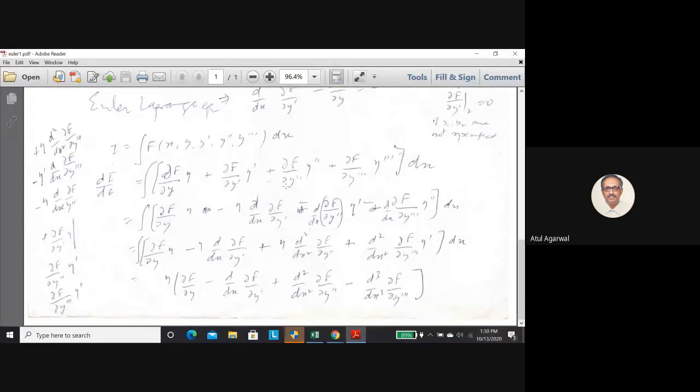So this is the term that is coming. If you integrate it, eta del f by del y prime, and here you put the limits. And the second term is minus eta d/dx of del f by del y prime. Similarly, you do with these terms. So you are generating these terms on this side as the boundary conditions, and again you do an integration.